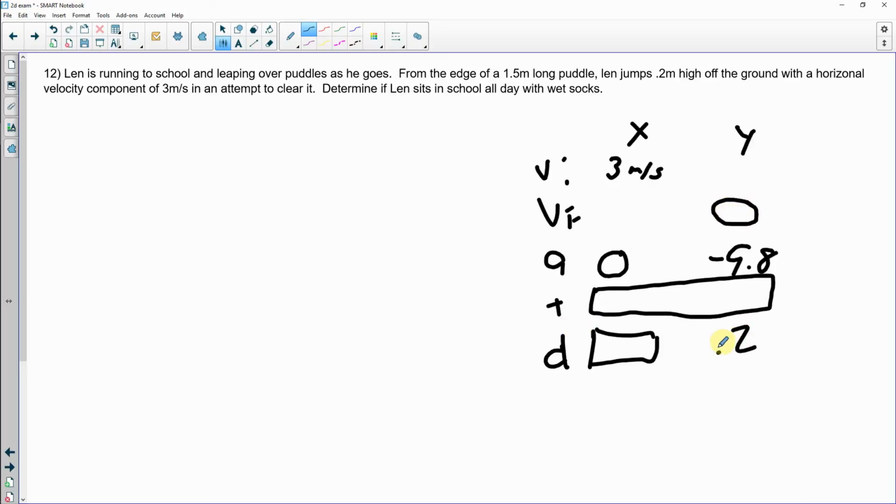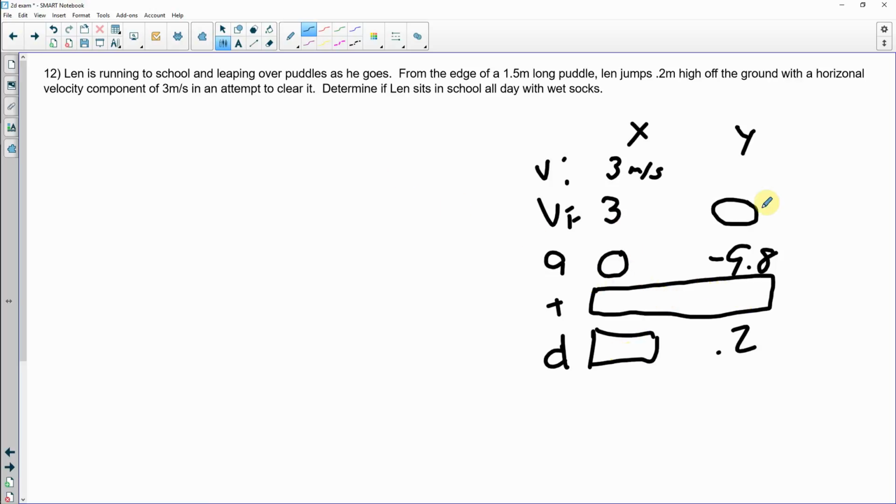At 0.2 meters high, he has stopped in the y dimension. He's still going 3 meters per second in the x dimension, but he's stopped in the y. So now, in order to figure out time, I don't have enough information in the x, but I have it in the y, if I figure out the initial velocity. I don't have an equation right now that's got a VF, an A, a T, and a D. That equation doesn't exist. But if I can figure out the initial velocity, then I can figure out the time, and then I can go to work on the X side.